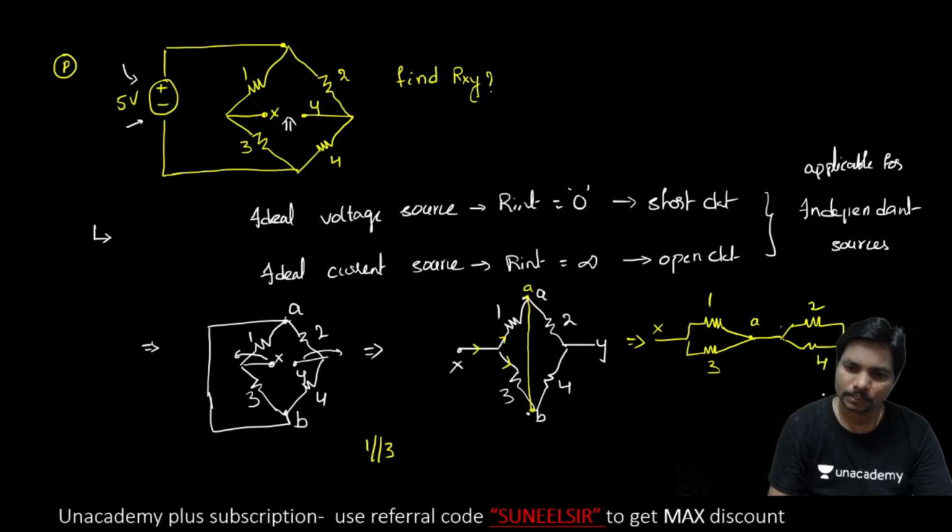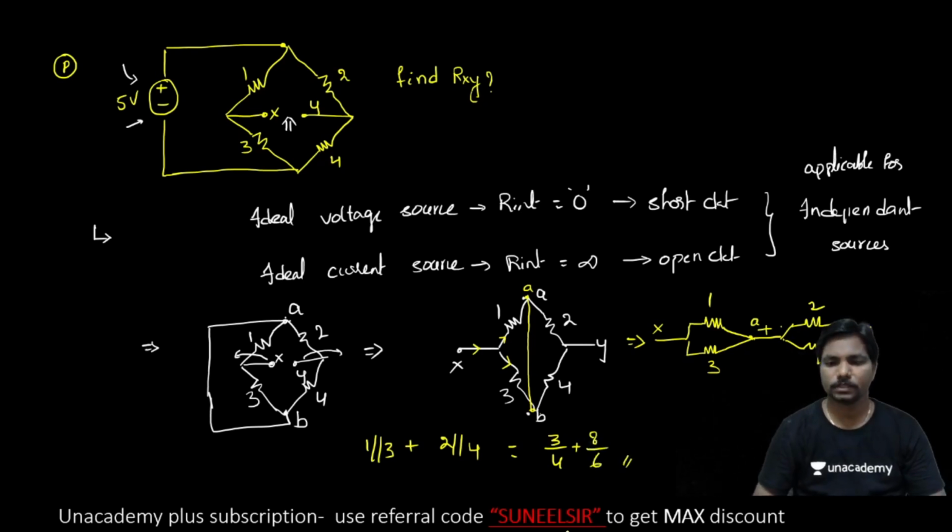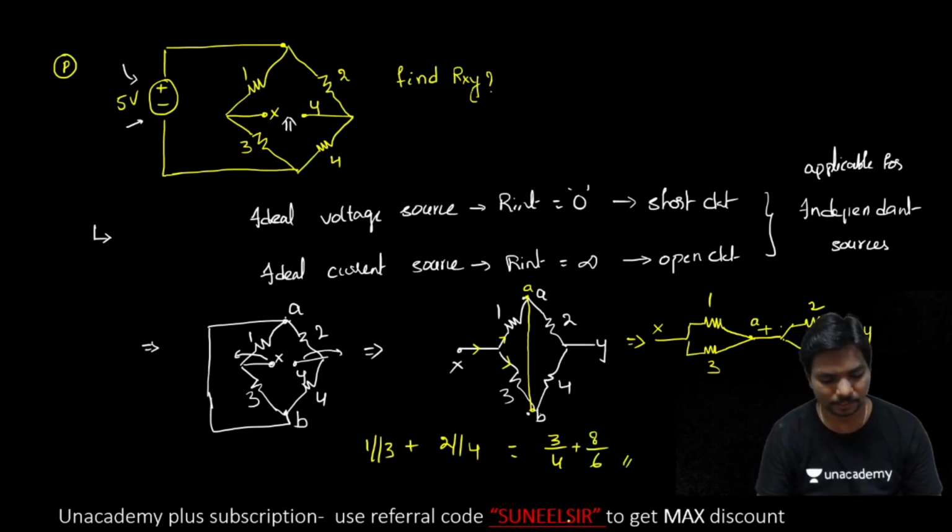Okay, clear. So that means 1 parallel to 3. A short circuit means always make it as a plus. 2 parallel to 4. So series means you have to add. So 1 parallel to 3 is 3 by 4. 2 parallel to 4 is 8 by 6. Okay. That is the answer. You can solve the answer. That is not a matter.